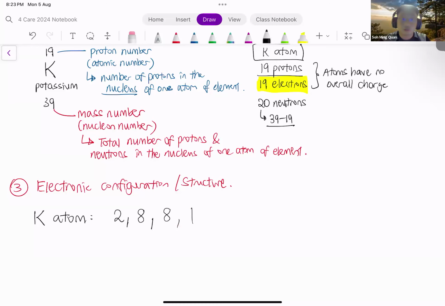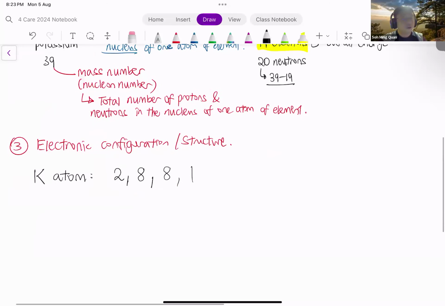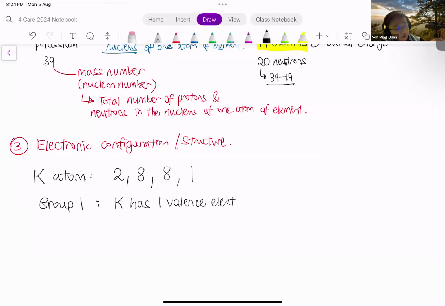So this is crucial in many, many ways. Just by working out that it's 2, 8, 8, 1 in terms of electronic structure, we can work out so many things. Take, for example, potassium must be in group 1. Why? Because potassium has 1 valence electron.